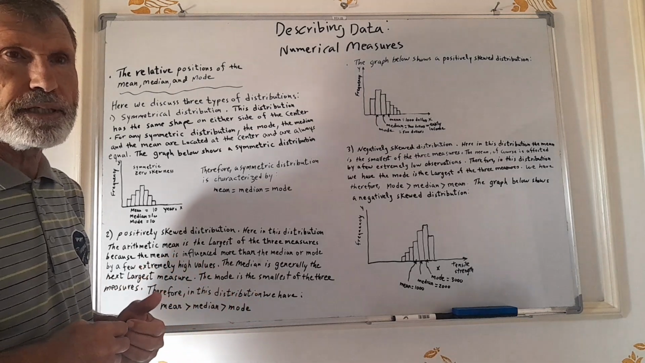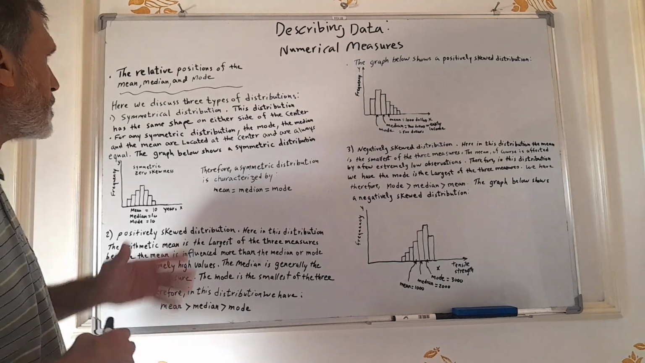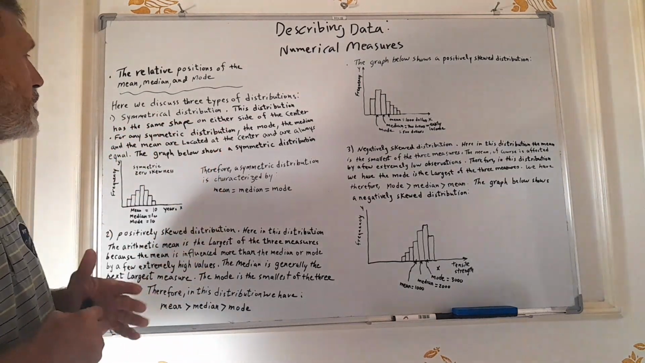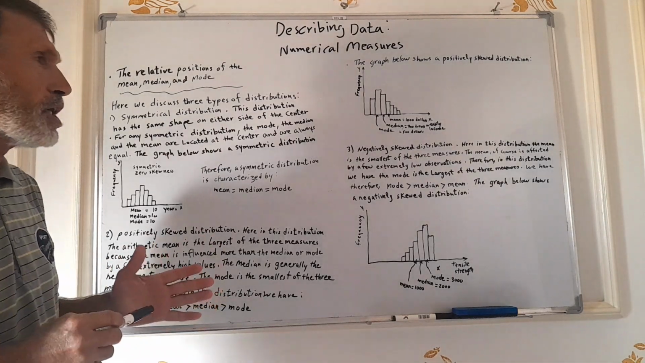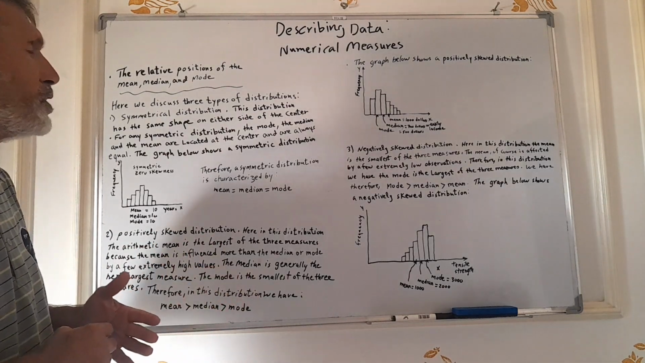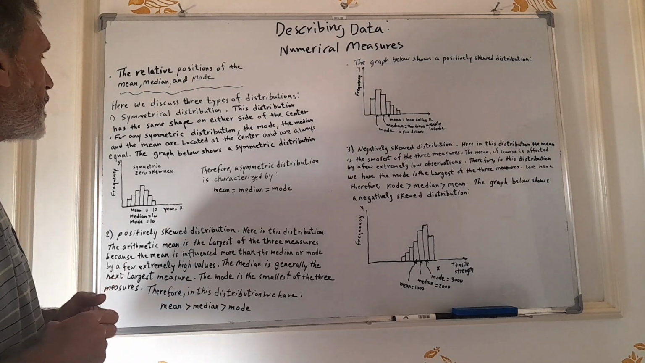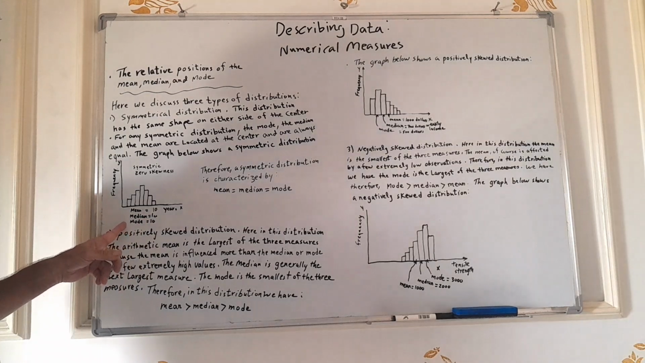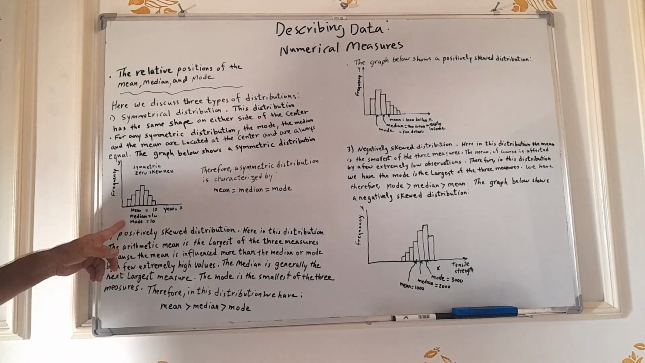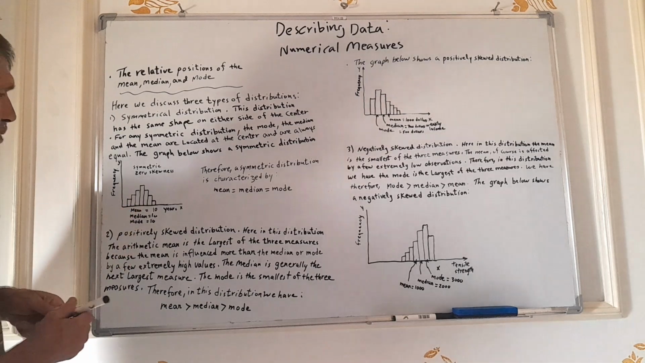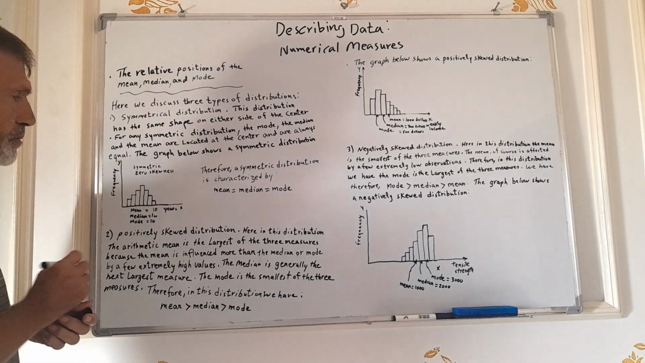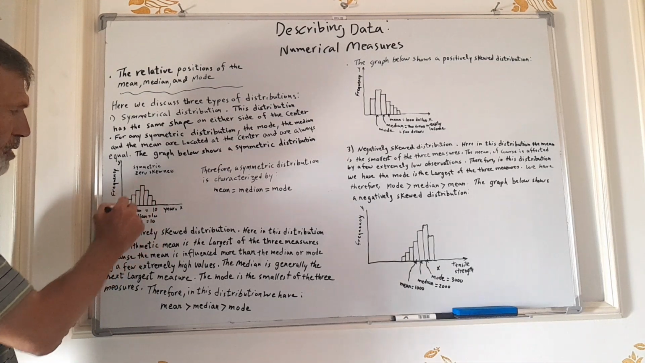The first one is symmetrical distribution. Of course, as you can see, this distribution has the same shape on either side of the center of the data. This is the distribution, and it is symmetrical. You see the same shape on either side of the center of the distribution. This is a kind of histogram. It is normal or symmetrical.